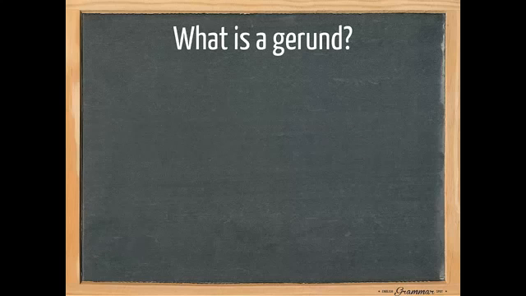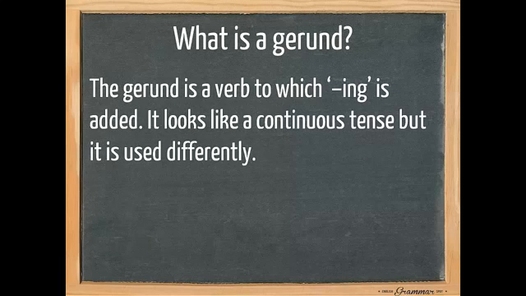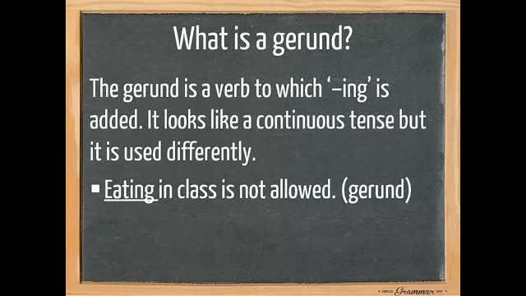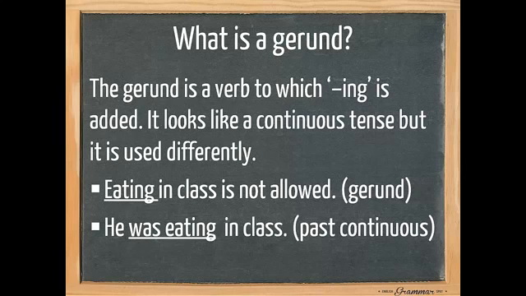Now, what is a gerund? A gerund is a verb to which -ing is added. The gerund looks like a verb, but it is used as a noun. Moreover, it often looks like a continuous tense, but it is used differently. For example, eating in class is not allowed. Eating here is a gerund. Why? Because it's the subject of a sentence. It is a noun here. Whereas he was eating in class is a past continuous, because here it's used as a tense.